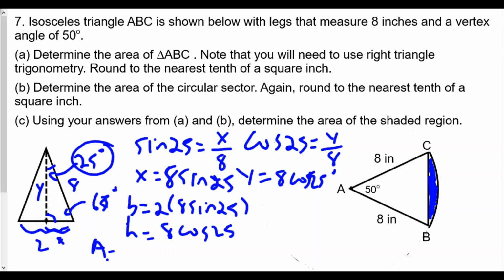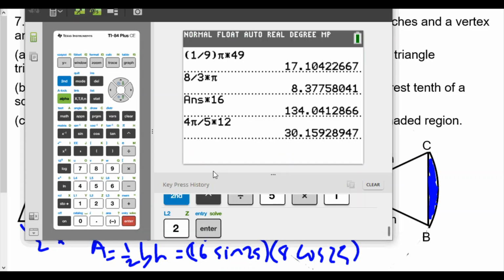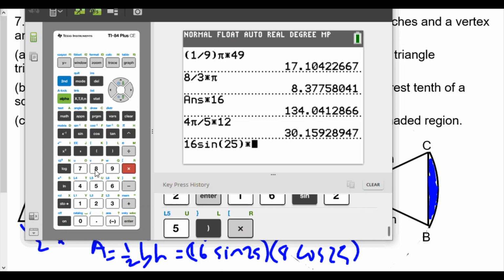So the area of the triangle is 1/2 base times height, which means you're going to take 16 sine of 25 times 8 cosine of 25. Okay, let's break out our calculators to find the area. So we said 16 times the sine of 25, close a parenthesis there to close off the angle, times 8 cosine of 25.